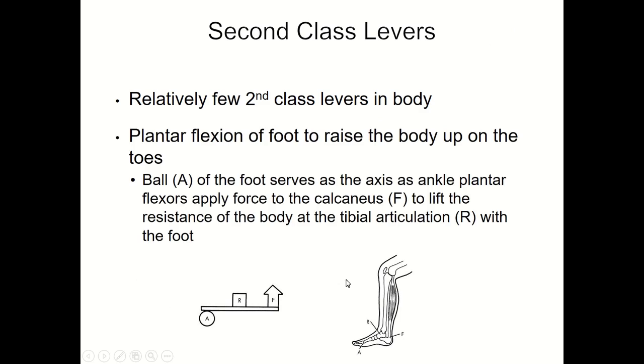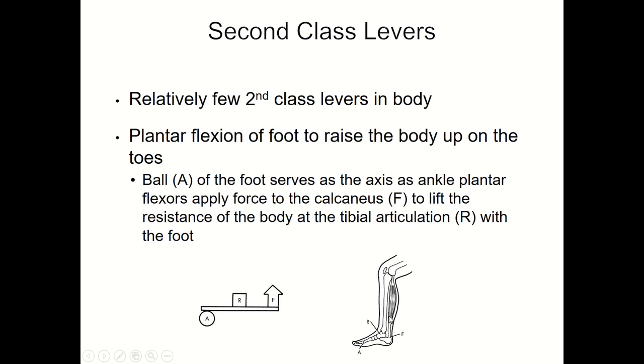So there are relatively few second-class levers in the body. One example, though, is plantar flexion of the foot to raise the body up on the toes. So here we go. We've got our joint that looks like this, our system. Our axis of rotation, our fulcrum, is going to be right here, up on the tarsals. There we go, okay. The ball of the foot is the axis.